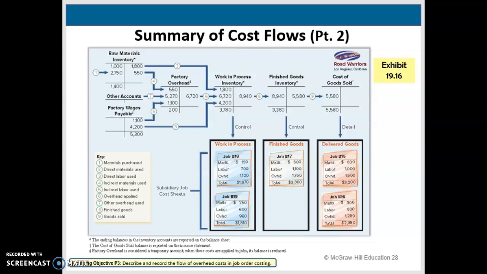whether it's in process, where we see the 1970 and the 1810, that's our work in process inventory. And then we see costs assigned to job B17 equal 3360 in finished goods inventory, because that was finished. The balances in work in process and finished goods are reported at the end of the period on the balance sheet. And the costs assigned to jobs B15 and B16 equal the balance in cost of goods sold. That amount is reported on the income statement for the period. We can see that those are the delivered goods.